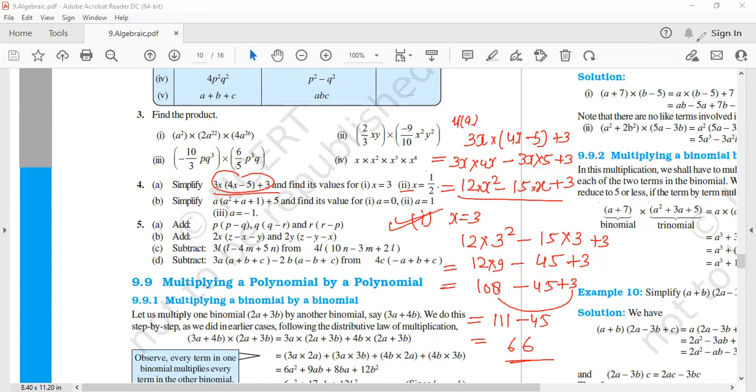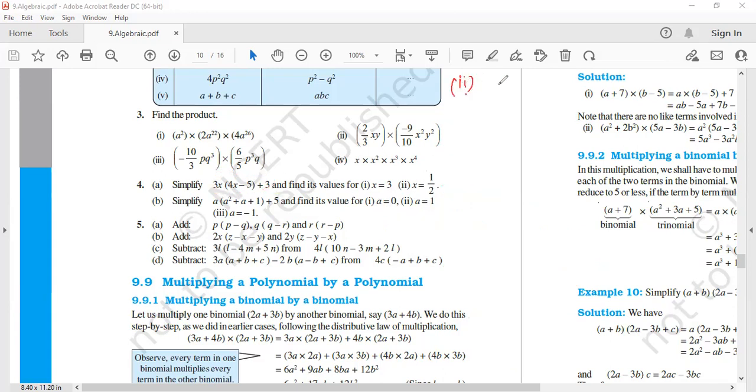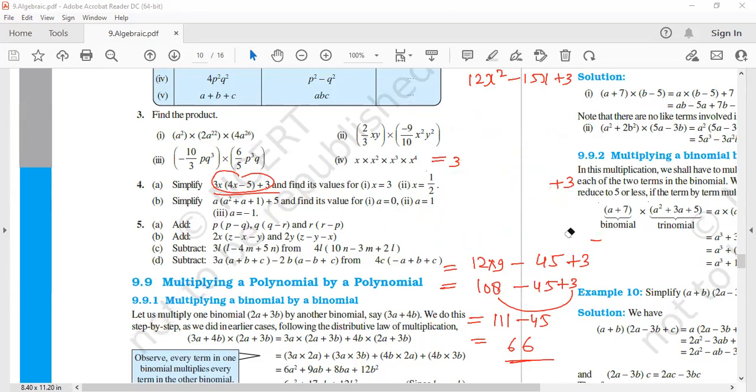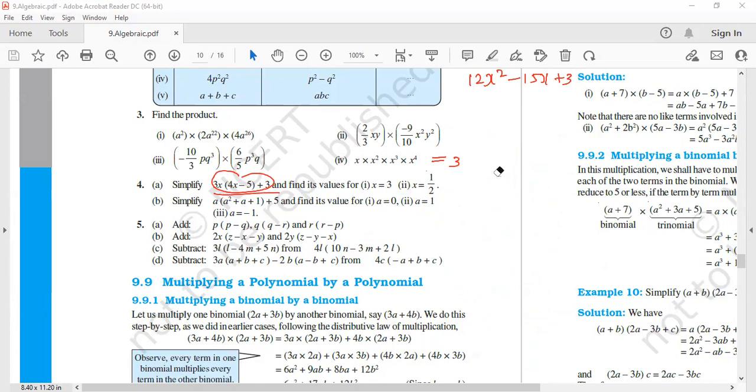Now for the second part, we have to put down x is equal to 1 upon 2. So let us, I'm solving for the second part. I'm clearing this first part. Just give me a minute. What is the expression that we got? This is the expression. That means I need to write this one again: 15x plus 3. Now I will clear this screen, right?